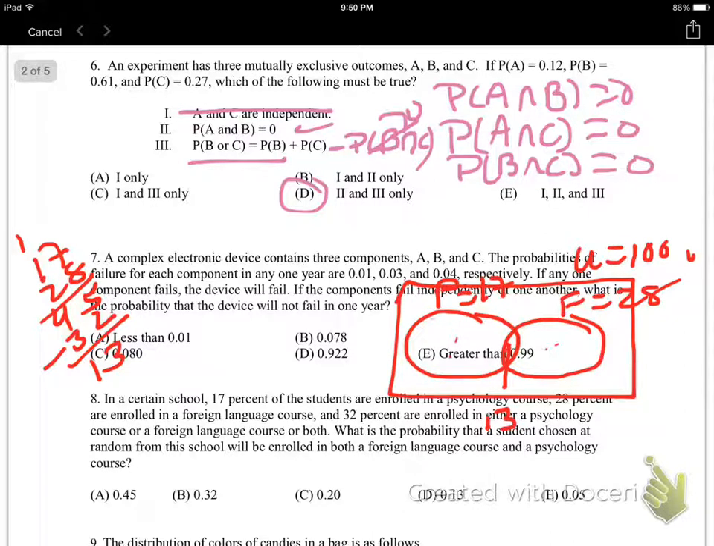Okay, well, for the psychiatry class, if 13 is already accounted for and there's 17, that means 4 goes here. And for the foreign language, if there's a total of 28 and 13's here, then I have 15. All right, so what is the probability a student chosen at random will be in both classes? Well, that's just 13%, so the answer is D. I guess I did too much work there, huh?